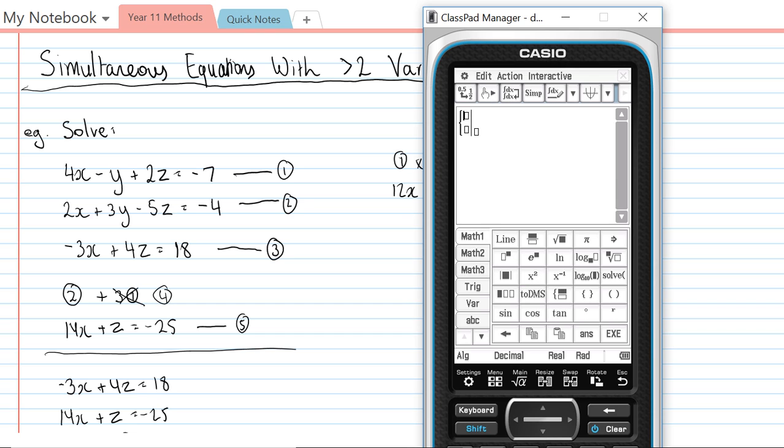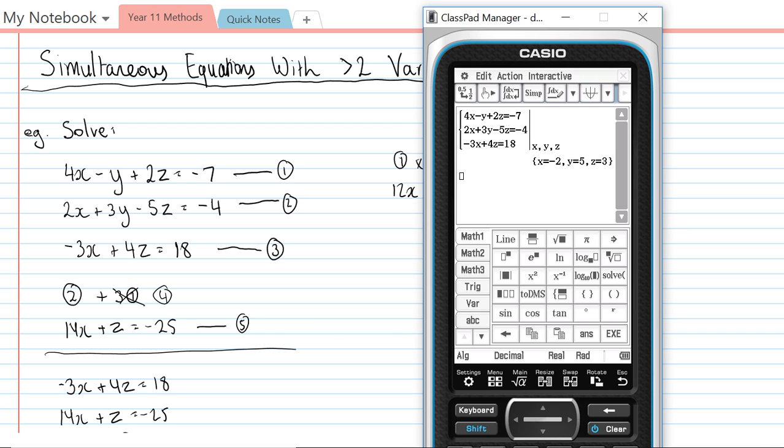Here it is. I've hit that once, push it one more time, it adds in an extra row. And if I just write the equations in, 4x minus y plus 2z equals negative 7. The second equation, 2x plus 3y minus 5z equals negative 4. And the third one, negative 3x plus 4z equals 18. I solve it for x, y, and z, remembering to separate each with a comma. Then it tells me x is negative 2, y is 5, and z is 3.